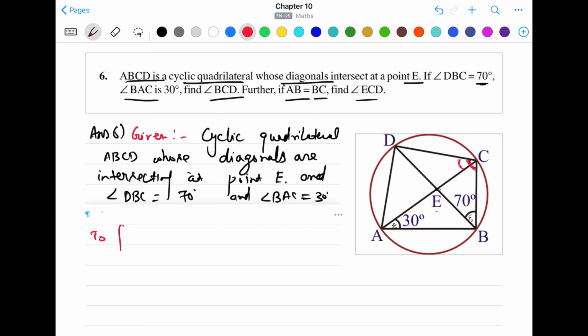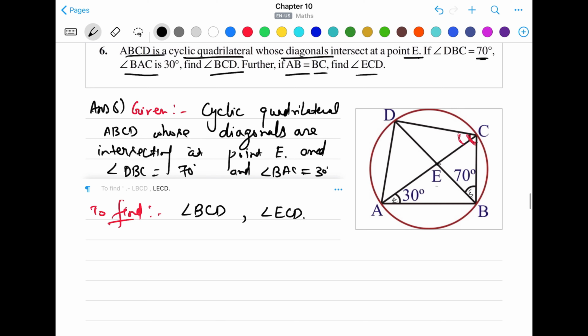Okay, what we have to find here are two angles: first, angle BCD, and second, angle ECD. So let's start the solution.